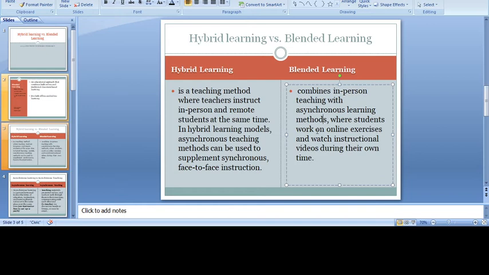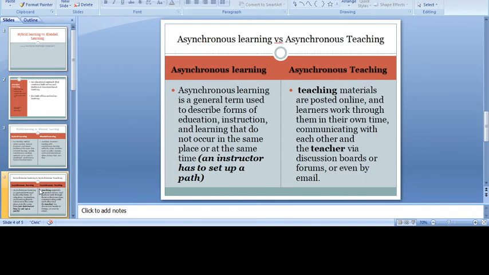So blended learning means either online or offline. Hybrid means both at the same time. You have to take the remote students as well as the students online at the same time with the same teaching strategies. Now the point is asynchronous learning and synchronous teaching. Asynchronous learning is a general term used to describe forms of education, instruction and learning that do not occur at the same place or at the same time.